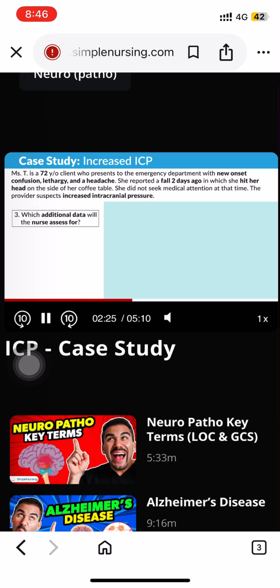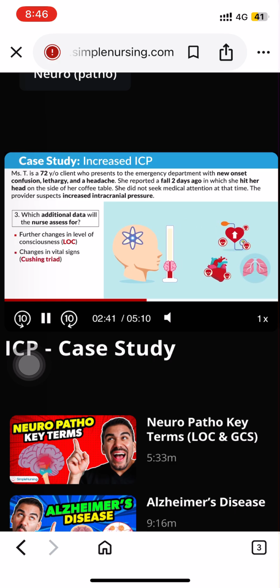Option 1 here is further changes in the level of consciousness, that LOC. Yes, because remember, with increased ICP, we have that increased pressure putting strain on the brain. So changes in LOC are to be expected. Also, changes in vital signs, namely Cushing's triad.